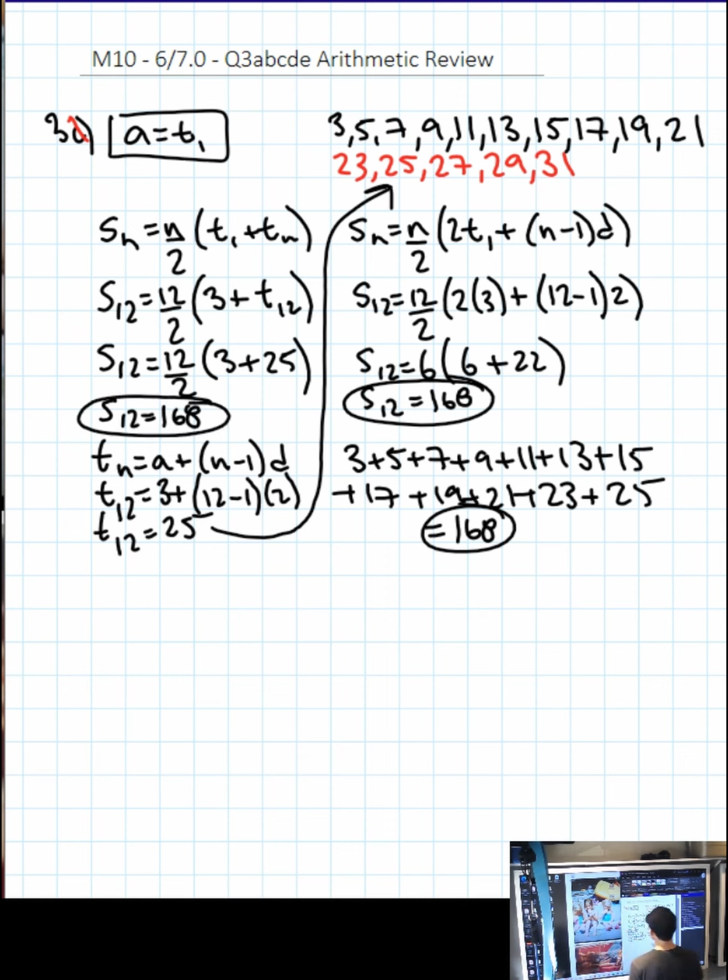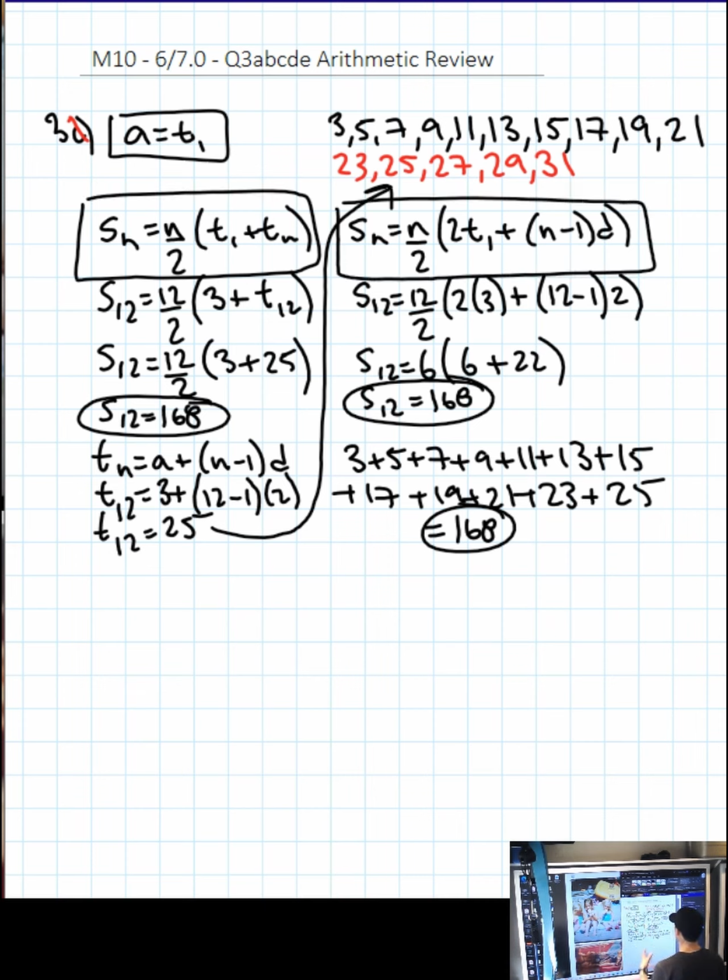So you can use either of the two formulas for sums. However, you have to find the last term of the sum that you're looking for. Again, you could check your answer by writing all the terms down and then adding them up.